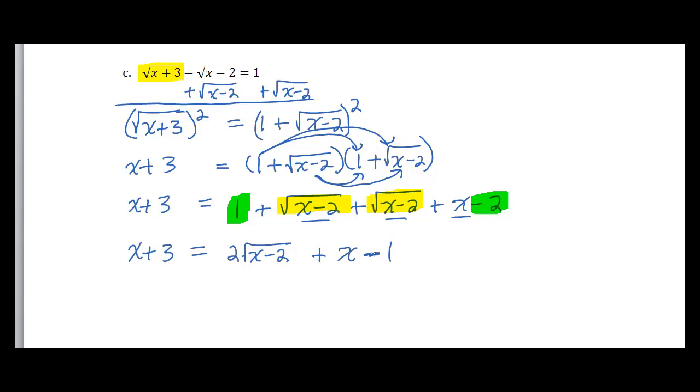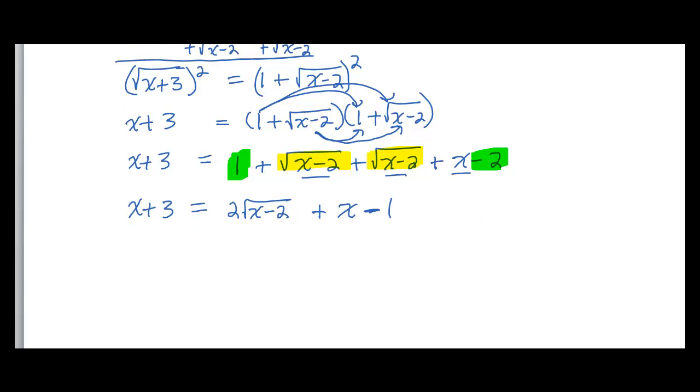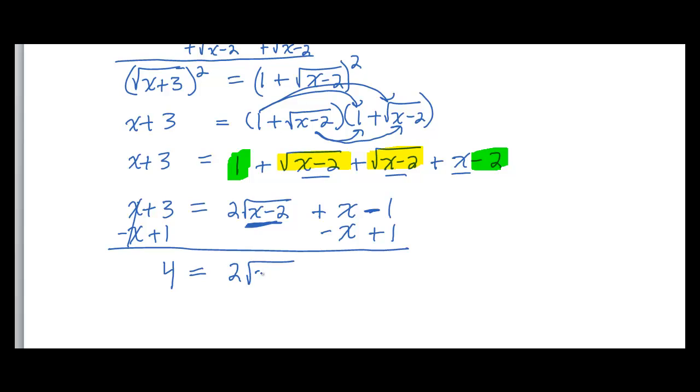Now I've gone through the process, but I have an equation that still has a radical in it, so I've got to repeat the process. This time I'm going to isolate this radical right here. To isolate that, I'm going to subtract x from both sides, and add 1 to both sides. The x's cancel, and I'm left with a 4 here. This term, 2 times the square root of x minus 2, stays the same, and these all cancel.